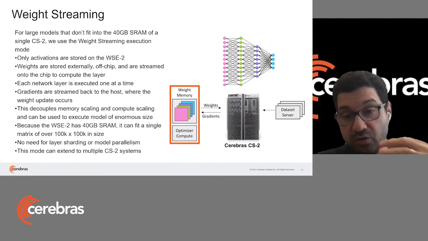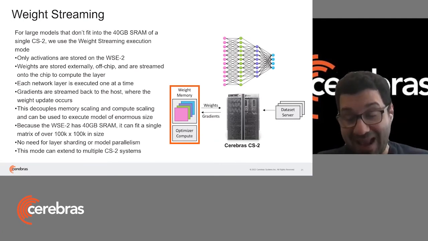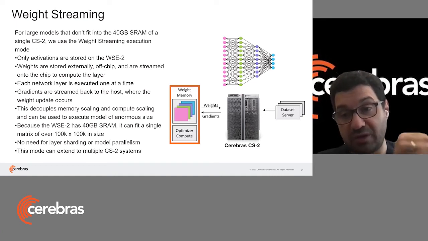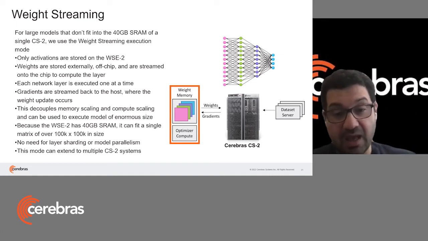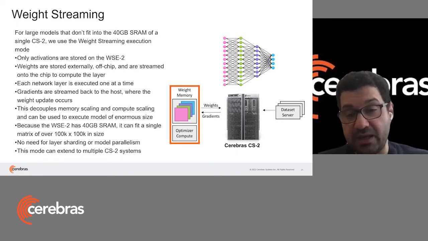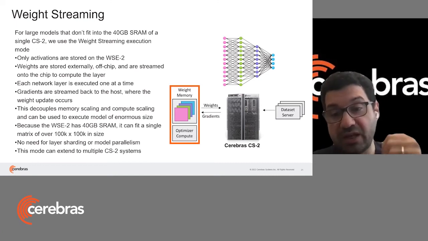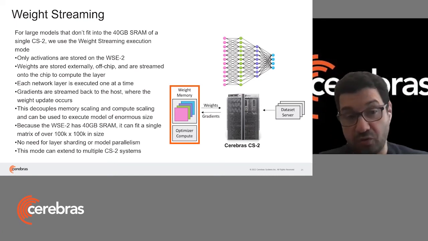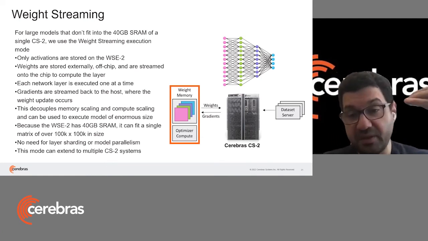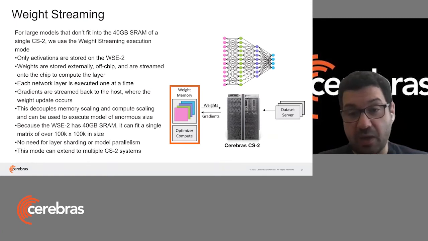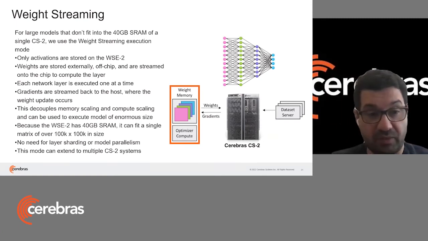And using this architecture, we can actually have multiple CS-2s together. If you have an extremely large model and you want to scale and speed it up, you can have multiple CS-2s, and the weights can be partitioned across all of them and streamed to all of them, and we can use a data parallelism-like approach to update the weights.